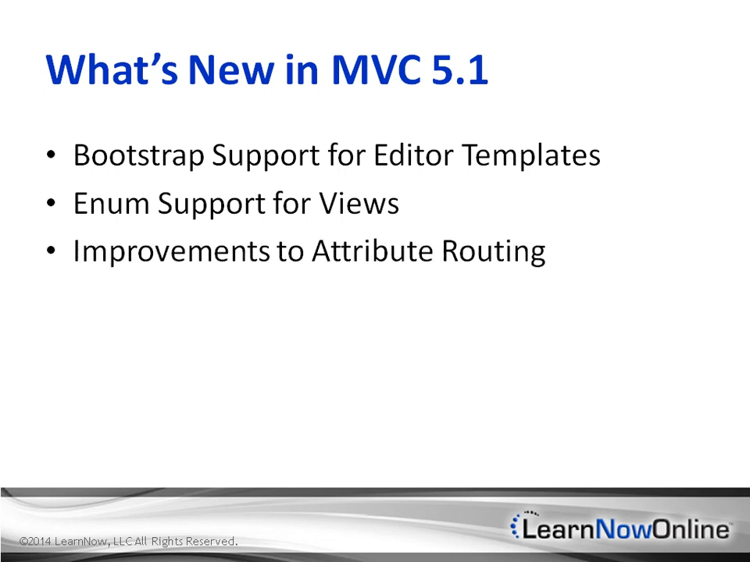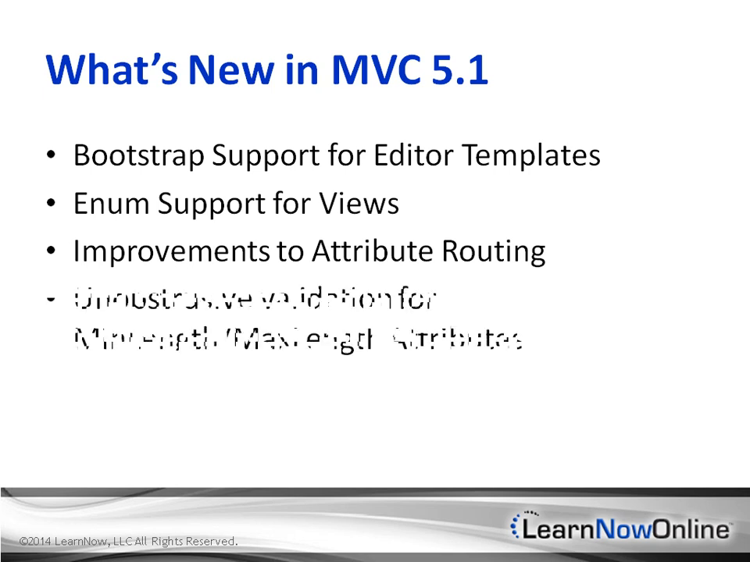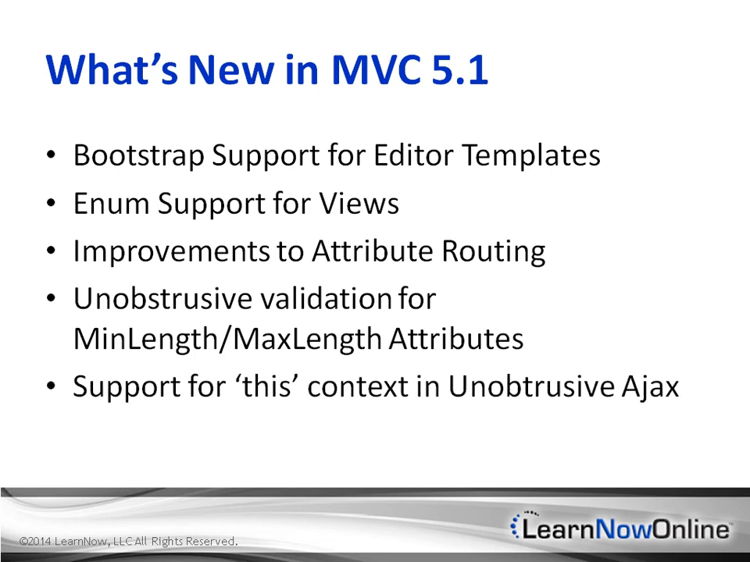The next new feature we have in MVC 5.1 are some further improvements to attribute routing, including having constraints applied to that routing. Next, we have unobtrusive validation for min-length and max-length attributes. You can apply these attributes directly onto your models, and then using the unobtrusive validation on the client side, the constraints of these attributes will be automatically applied to your models. There's also now support for the this context and unobtrusive AJAX as well.